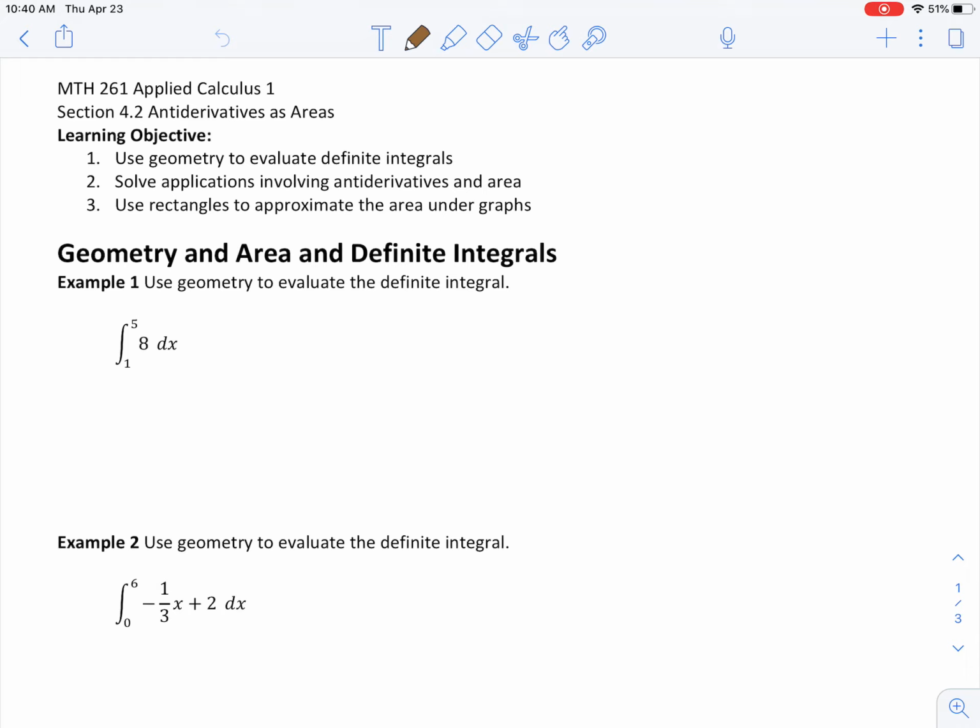This is part 1 of section 4.2, antiderivatives as areas. What I'm going to do is use the basic geometry area formulas to evaluate definite integrals in this video. And in part 2, we're going to actually use rectangles, called the Riemann sum method, to find the area under graphs.